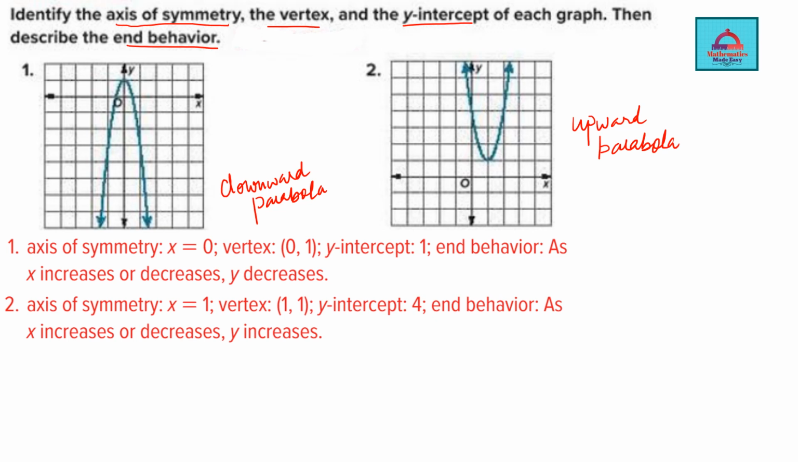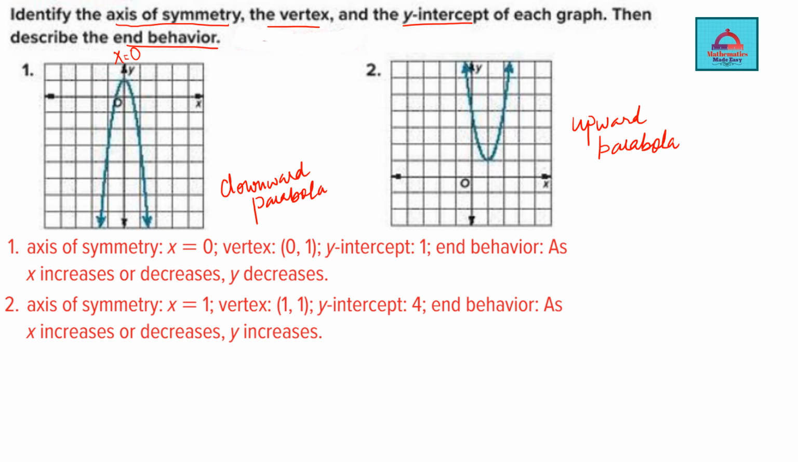Now let's look at the axis of symmetry. Can we say the y-axis divides the parabola into equal parts? If you need to identify your axis of symmetry, the simple way is to look at the parabola and see where the left and right sides are equal. The y-axis, whose equation is x equals 0, becomes your axis of symmetry.